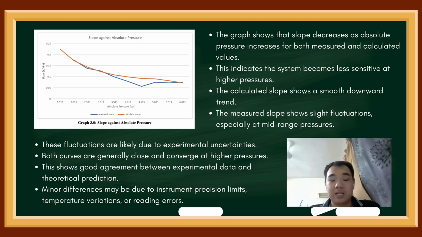So despite these small deviations, both curves generally cross and converge at high pressures, demonstrating good agreement between the experimental data and the theoretical predictions. So minor differences may be caused by the instrument position limit and the temperature variations or reading error.